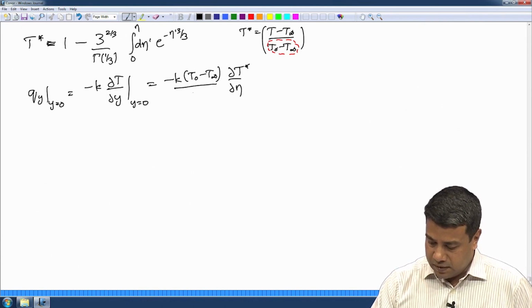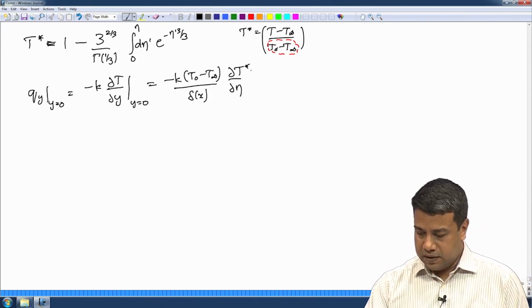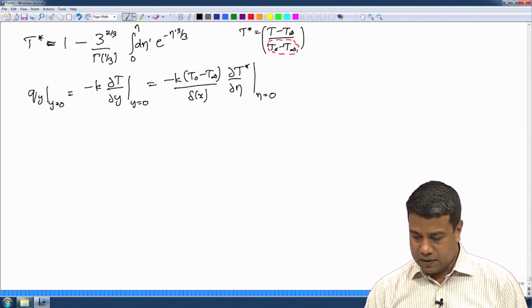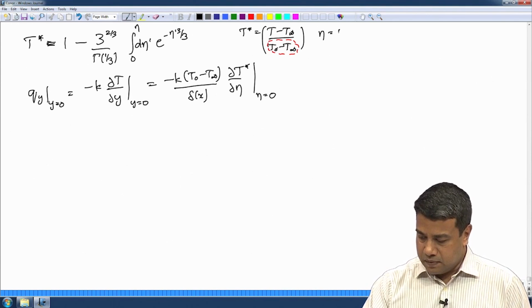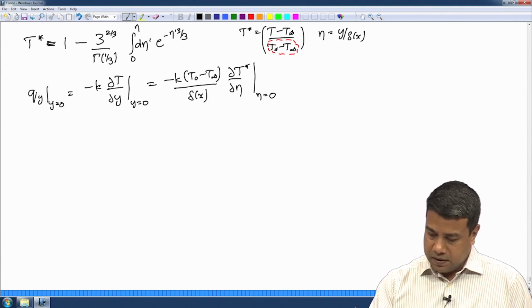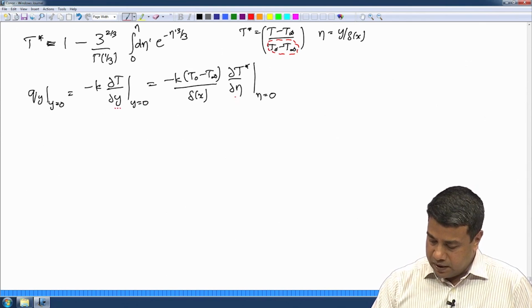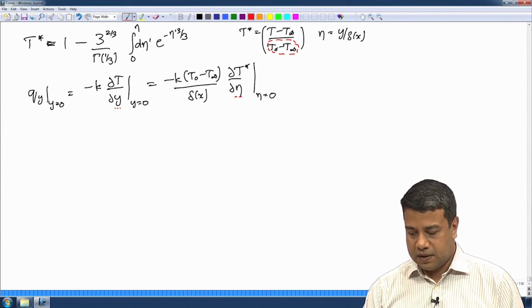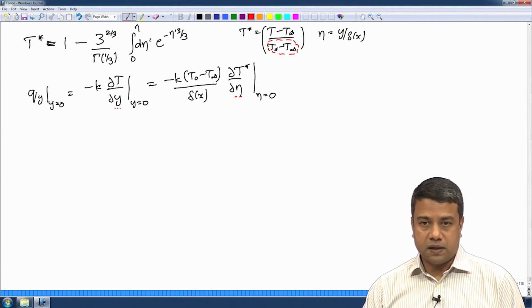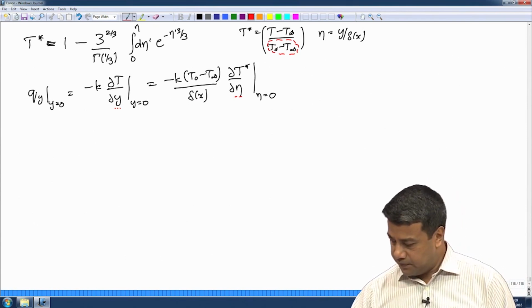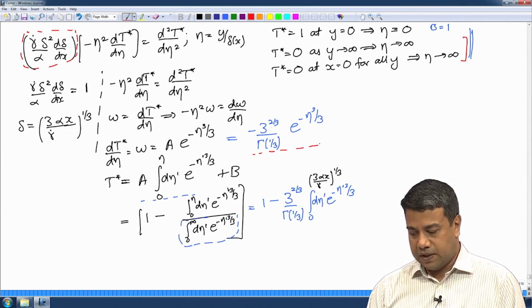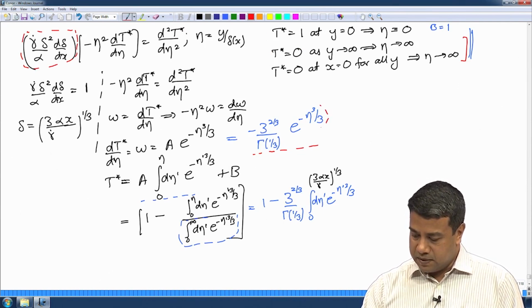And here I will get a delta of x, and this whole thing has to be at eta is equal to 0. Recall that eta is equal to y by delta of x. So, when I transfer from y to eta, I get a factor of delta. So, that is the heat flux. What is dT star by d eta at eta equals 0? We had just evaluated that. At eta equal to 0, this term just becomes equal to 1.